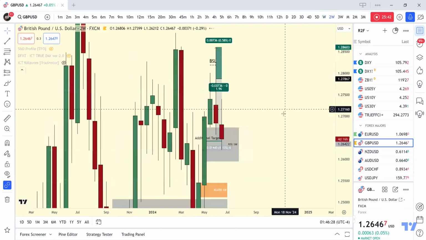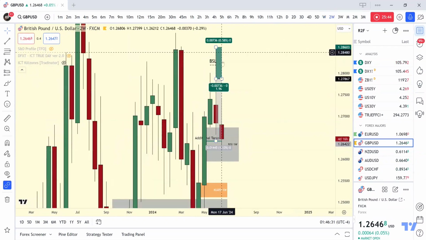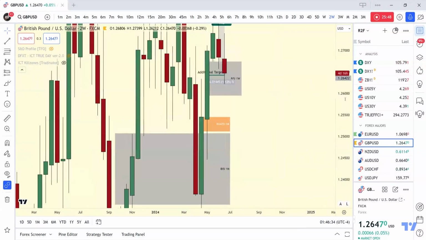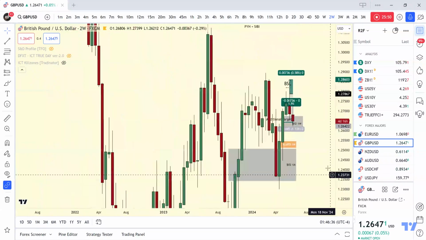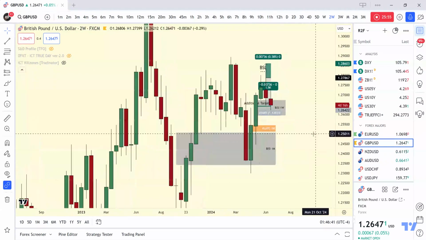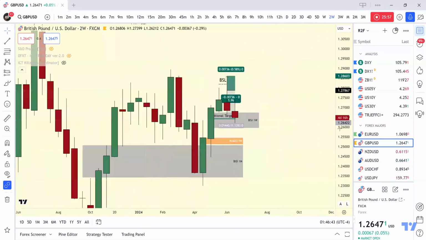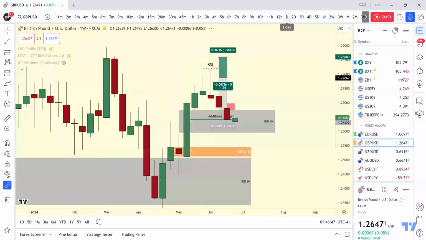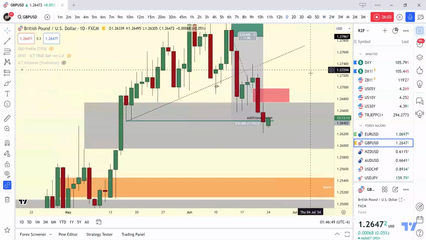Okay, let's go to the 2 week. See what's up. We had this gap, took it out, and now we're closing. We may close lower. Okay, but it seems stronger than the pound. So we have this breaker here, which looks better than the euro. So go back to the weekly. Let's go back to the daily now.